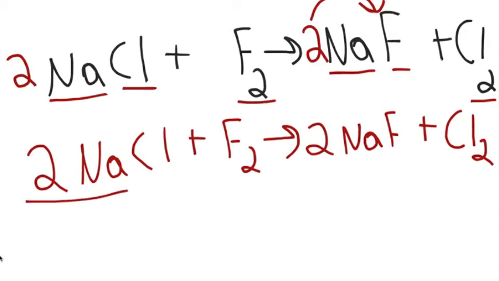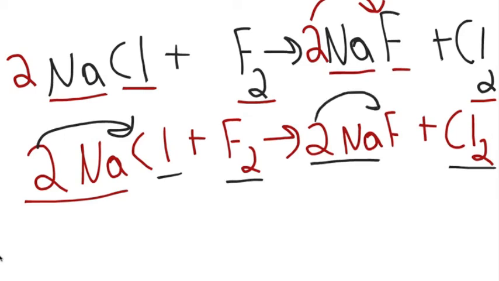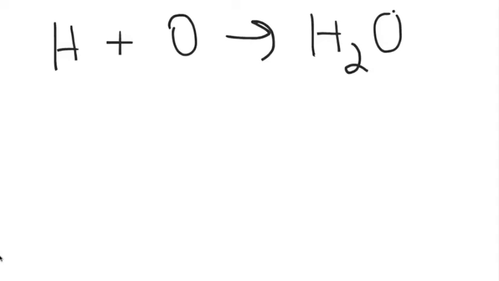I've got 2 sodium on my left, 2 sodium on my right. I have 2 chlorine on my left, 2 chlorine on my right. And I have 2 fluorine on my left and 2 fluorine on my right. This equation is now balanced. Now I'm going to give you one to try. Go ahead and see if you can figure this out. Remember everything that we've learned so far.